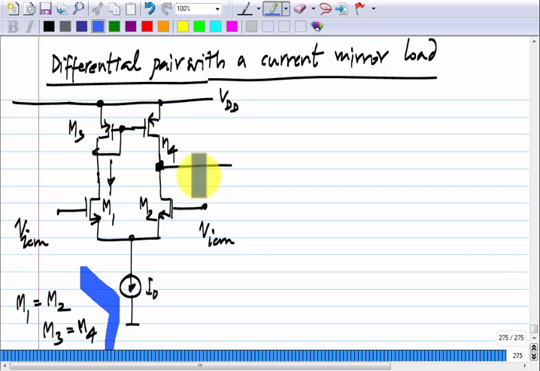Imagine that M1 and M2 are exactly matched. That means that for identical operating points, they will have the same GM and GDS and so on, and similarly M3 and M4 will have the same GM and GDS and all this, okay? What will this be? You have to use the fact that the circuit is perfectly symmetrical, okay?